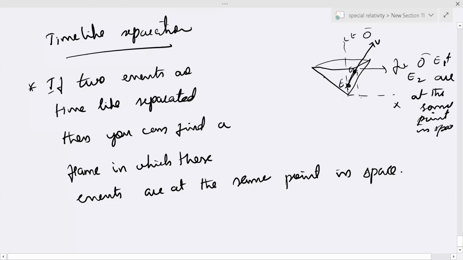There can only be conceptual questions from this. They may ask you to draw the space-time diagram or choose the correct space-time diagram. That's all. Okay, so that's that.